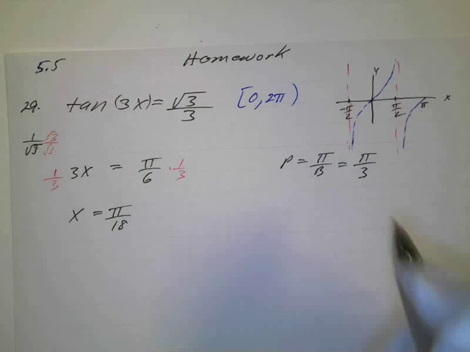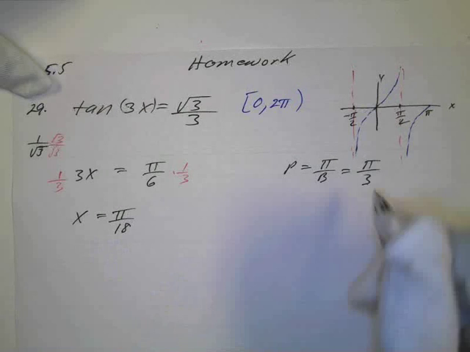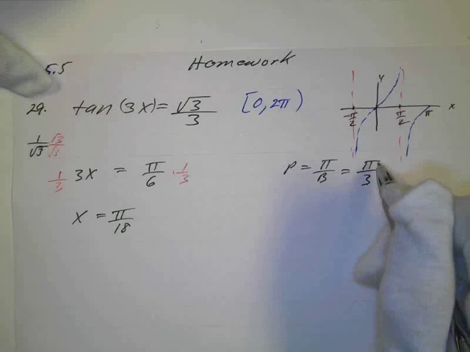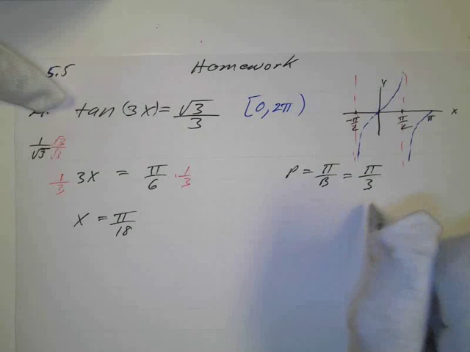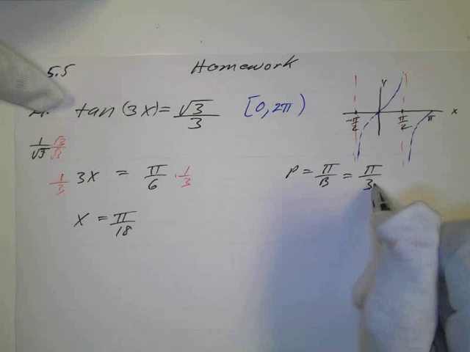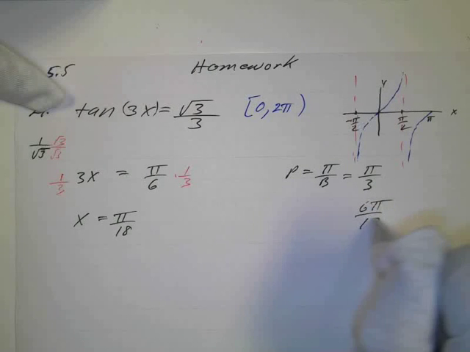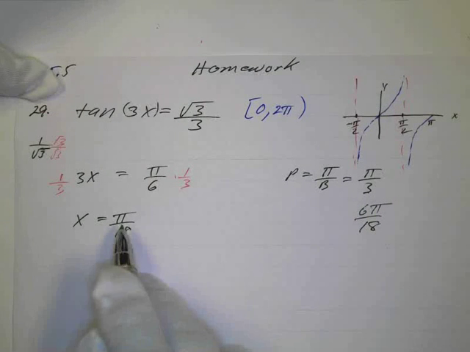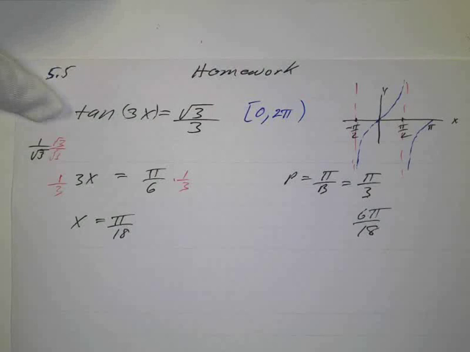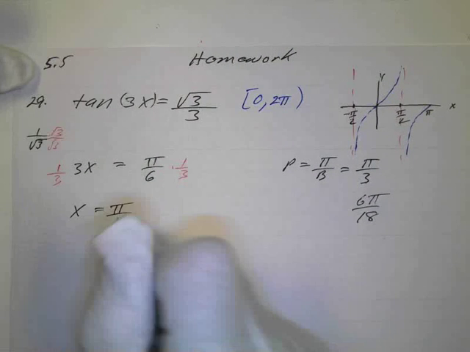Now, all we do is just keep adding periods of that till we get past 2 pi. Okay? Now, the period is pi over 3, but we're working in 18ths, so if I multiply the top and the bottom by 6, I would get pi over 3. So this is the same thing as 6 pi over 18. Is that pi over 3? Yep. So that's the length of a period. So I just keep adding that to this till I get past 2 pi. So it's not too hard once you get a grip on things intuitively.